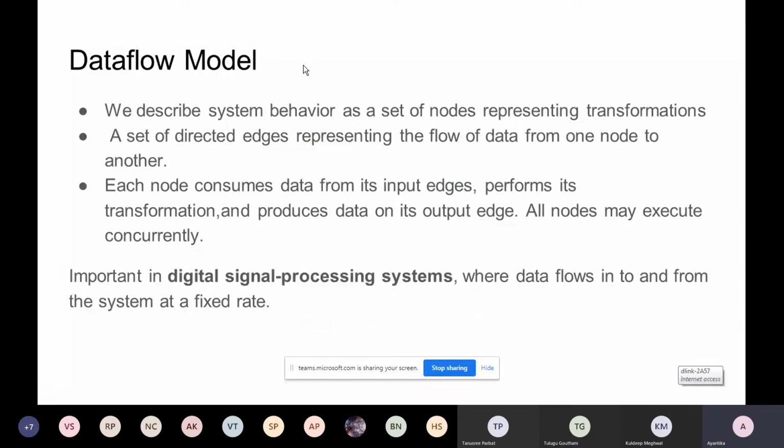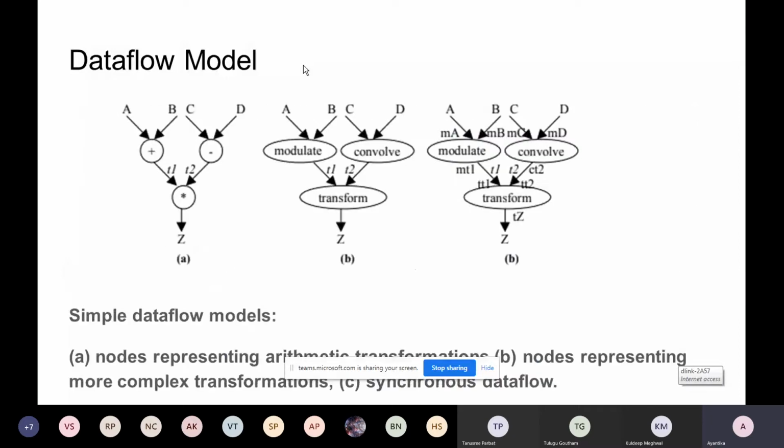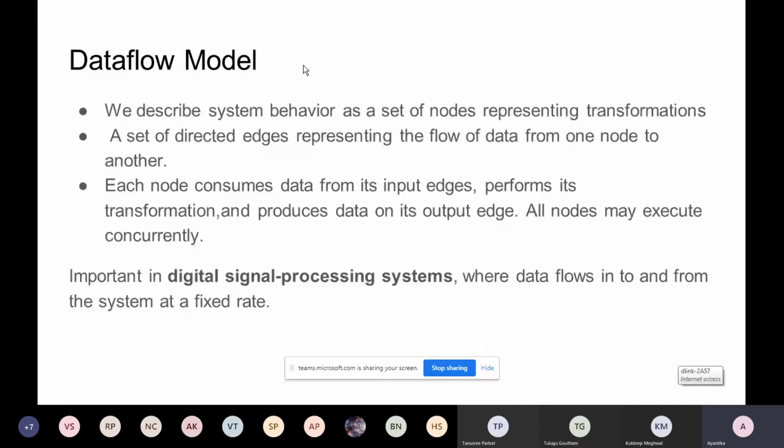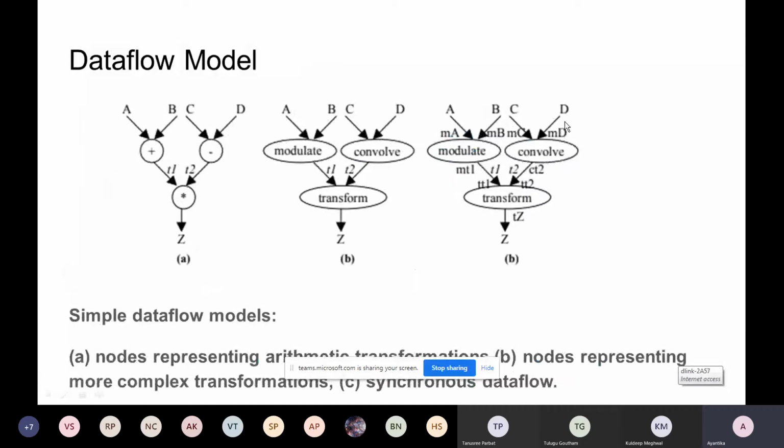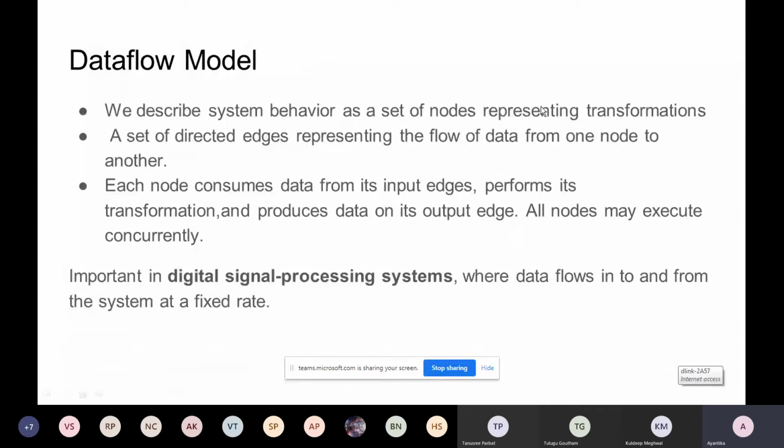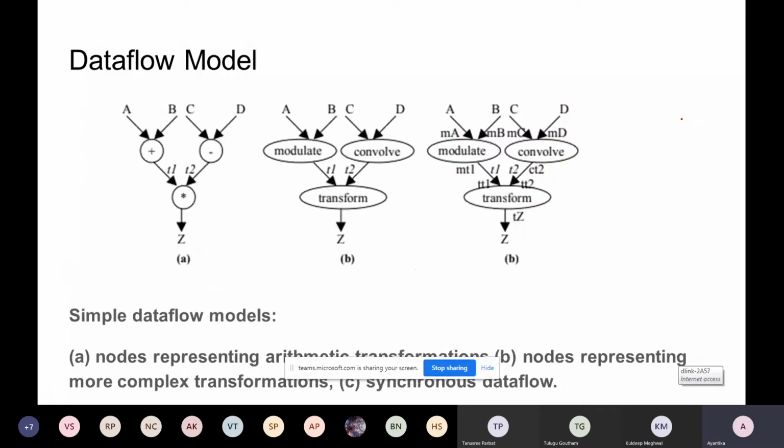First, we will start with the data flow model. Whatever we have discussed so far is that some event takes place, and based on that we do some state transitions. That was the main notion of FSM. In the data flow model, see what we are considering. Here you can see, we describe system behavior as a set of nodes representing transformations. Okay, here my node, you can check this example actually.